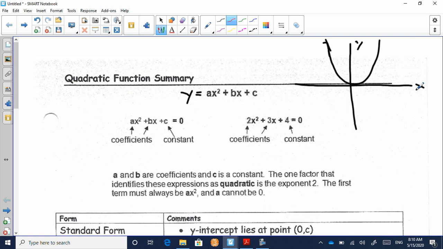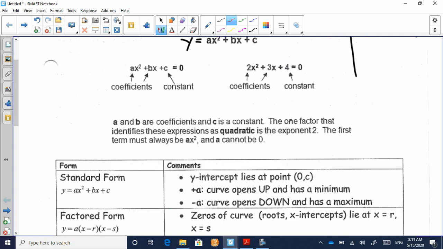Now, the a and b are coefficients. They go with either the x squared term or the x. And then the c is a constant value, so it doesn't have an x term. And so here's a good example of one. You can see the coefficients are 2 and 3, and the constant is 4. Okay, so I've just mentioned that here.